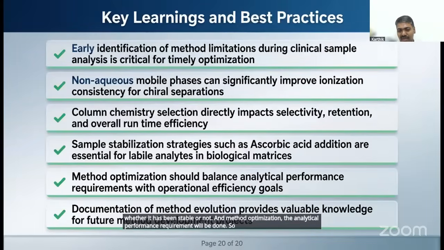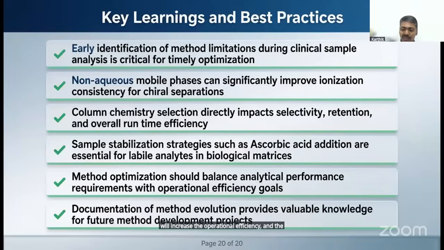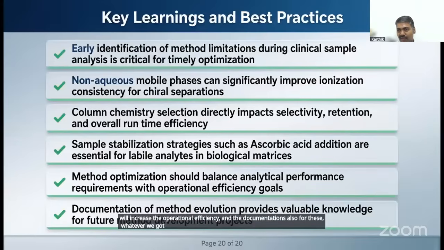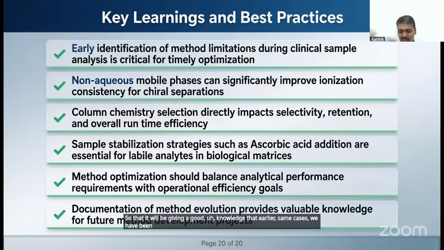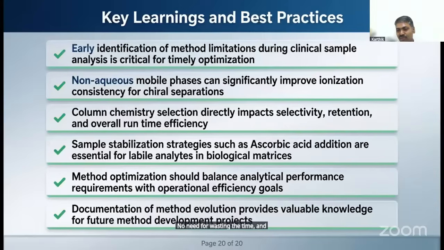These optimization balances will increase operational efficiency. And documentation is also needed: whatever problems we got and whatever we did in development has to be properly documented in each case. It will give knowledge for future development projects if such cases occur again, that we faced such issues earlier and this is the solution we provided. So the second time we face such a problem, there is no need to waste time, and the same solution we implemented earlier can be tried and we can sort things out.